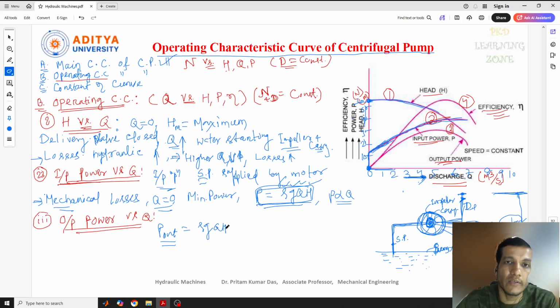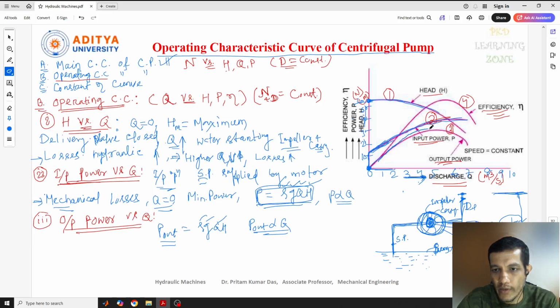But output means finally how much power you are getting from the pump. So P output is equal to these two constants. Now Q, it will be directly proportional to Q, the discharge. So power is increasing. Now see, this is the output power.